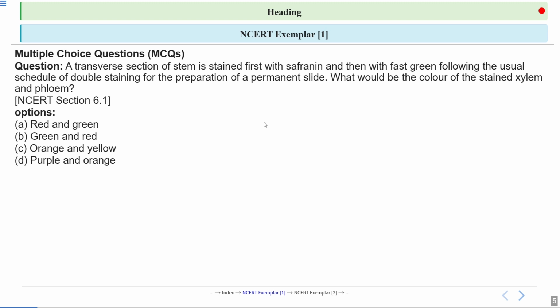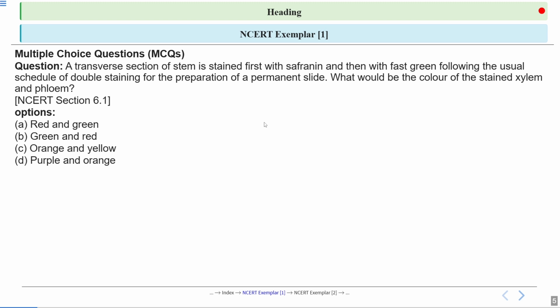So we stain, first of all, to see the anatomical structure of the inner plant, whether it is a stem, root or leaf. We stain with safranin and fast green. These are the two stains, so double staining is used here. So what would be the color after staining for the xylem and phloem? You have to tell that.